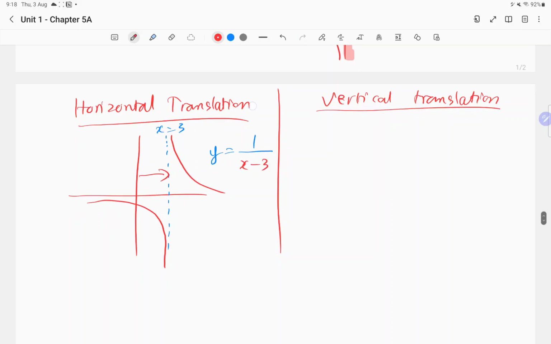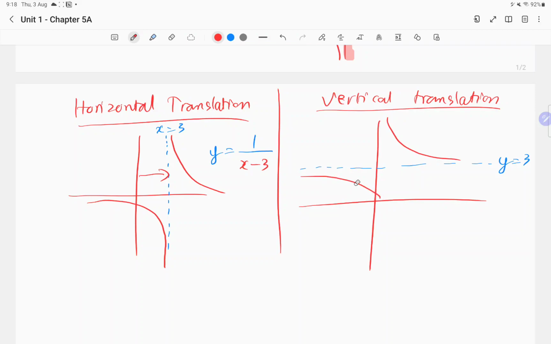Now I'll show you the vertical translation first. If we translate it vertically to somewhere around here, where the new horizontal asymptote is y equals 3, then the shape of the graph will look something like this.